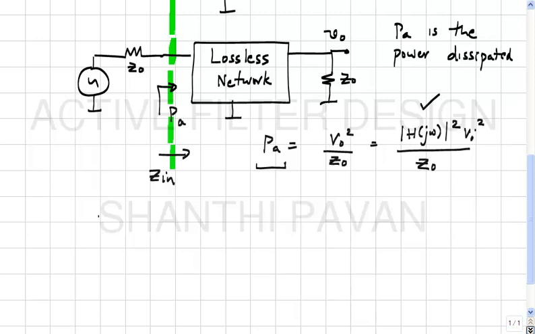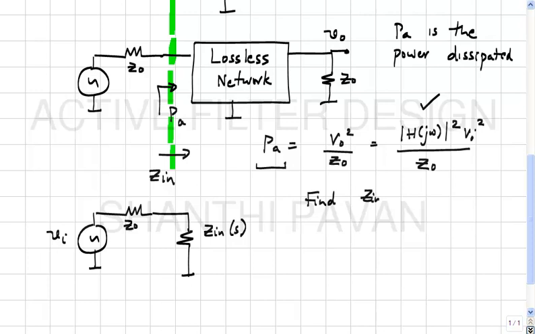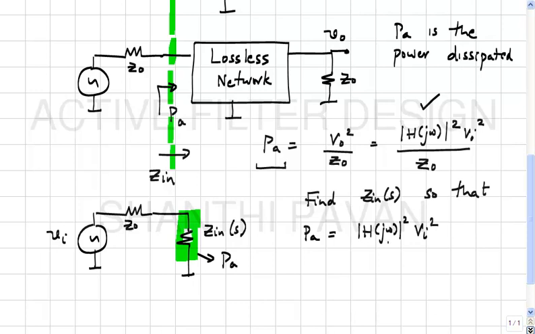You understand? Now, in other words, to draw a picture, I have Vi, I have Z0, and the equivalent statement of the problem is find a Zin of S so that if PA is the power being dissipated in Zin of S, then PA must be given by mod H of j omega squared times Vi squared by Z0, correct.